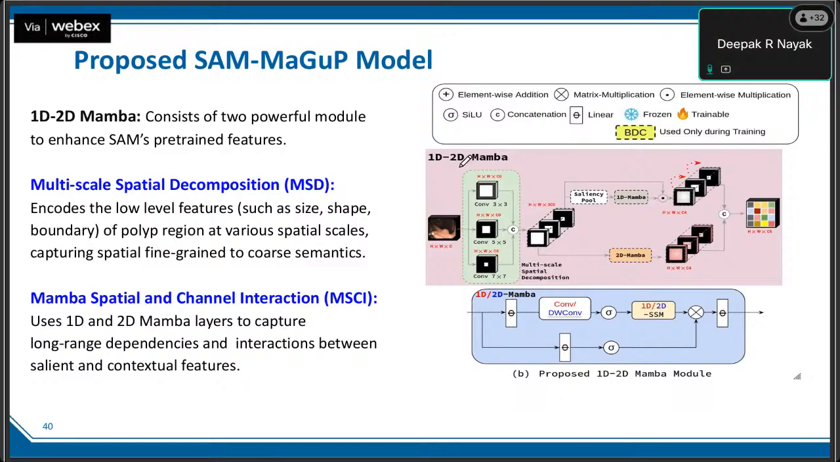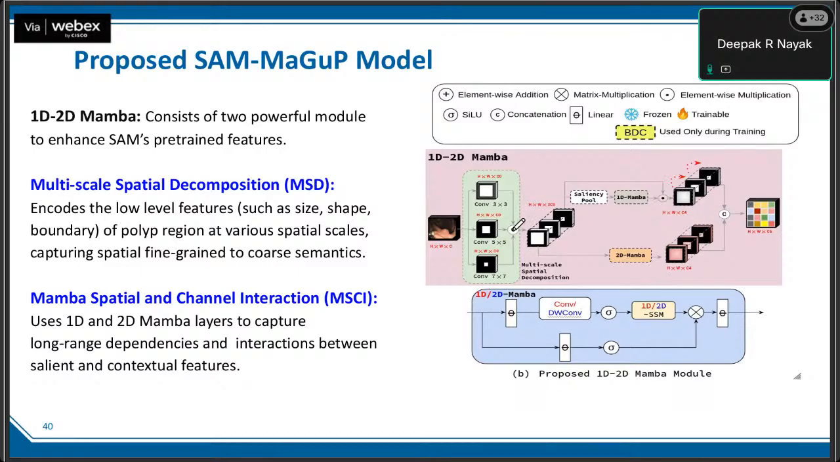So that means, earlier it was only a one-dimensional Mamba, which could capture only the channel interactions globally within the feature map. But here we have also used a two-dimensional Mamba. This two-dimensional Mamba facilitates capturing the global dependencies along the spatial dimension, which is very important, with linear time complexity. So both the one-dimensional Mamba and the two-dimensional Mamba together help us extract enriched global information along the channel and spatial dimensions.